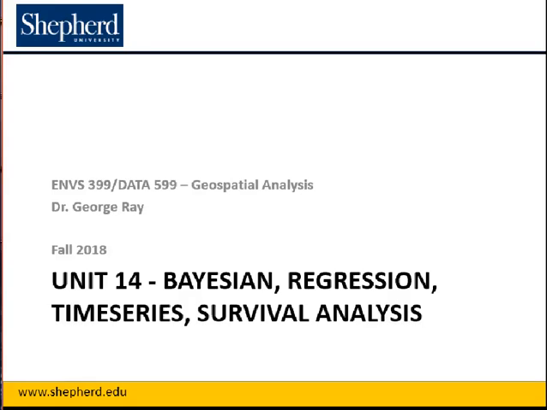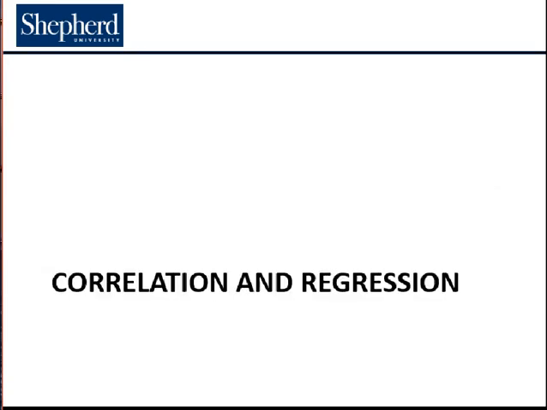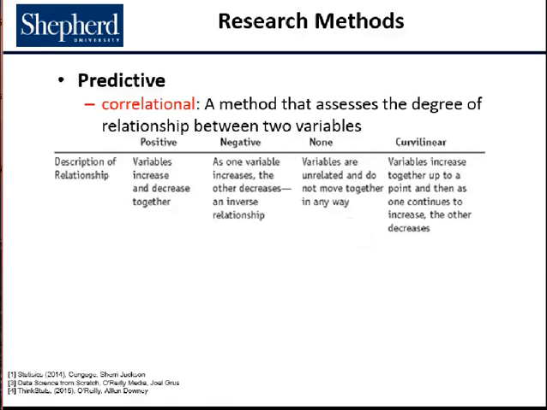This week we will discuss additional statistical techniques that you may encounter with a GIS. We'll start with correlation and regression. In the earlier part of the course, we discussed correlation as one of the outcomes of statistical analysis, along with experimental and so on. There are varying degrees of precision with correlation. We can discuss positive, negative, or none, or curvilinear correlation.